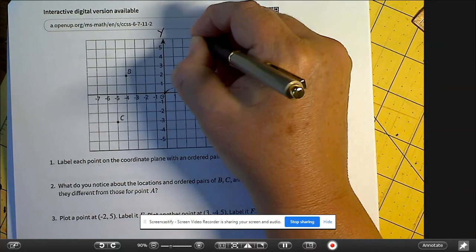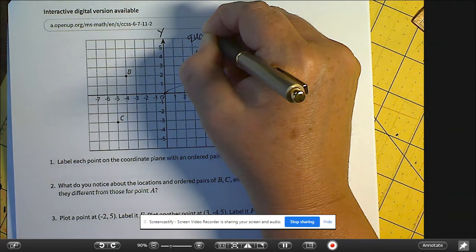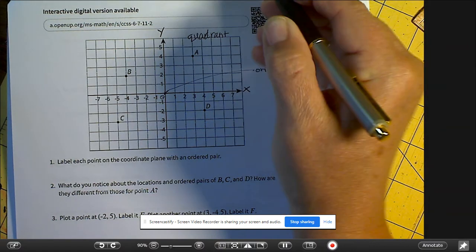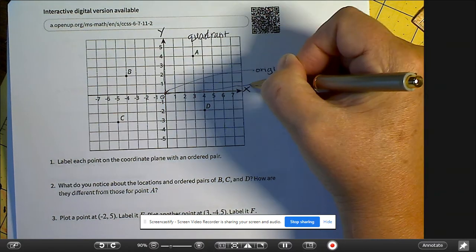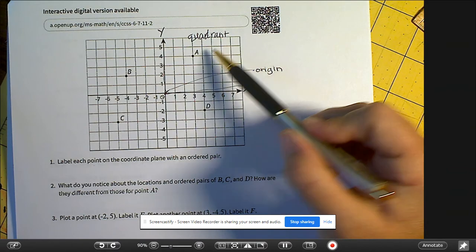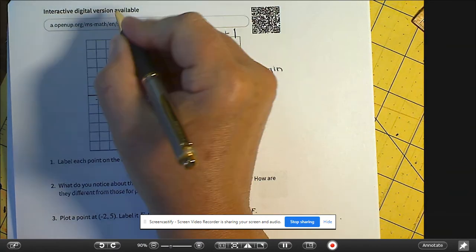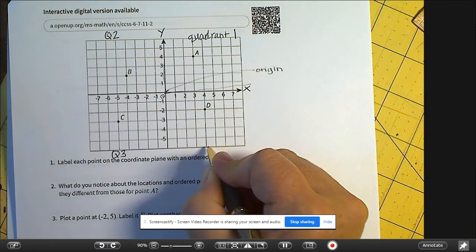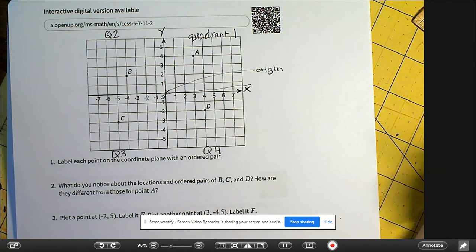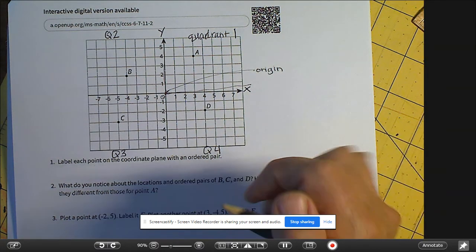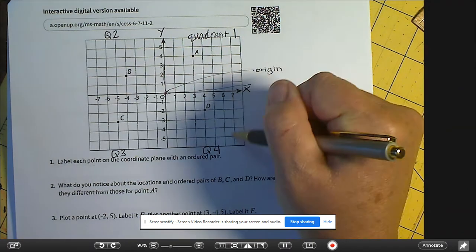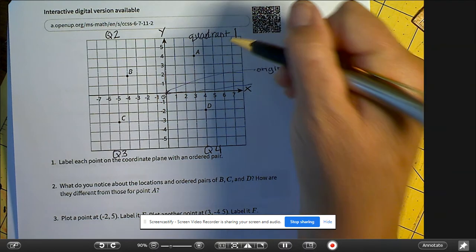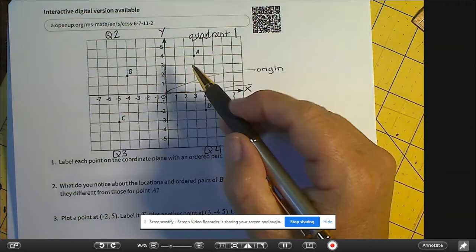And then this is quadrant 1, and by that I mean everything in here. Okay, that's quadrant 1. This is quadrant 2, quadrant 3, and quadrant 4. So this is quadrant 4 in here. This is quadrant 3. This is quadrant 2. This is quadrant 1. Okay, and then we're going to label the points.